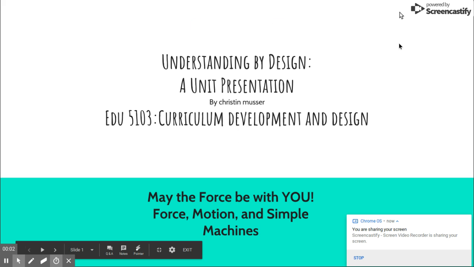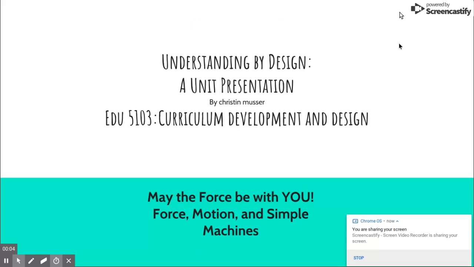Hi, this is Kristen Musser, and I'm going to take you on a little journey with me through my Understanding by Design unit. This is a unit that I have created in the UBD format over a Force and Motion Simple Machines content for fifth grade.